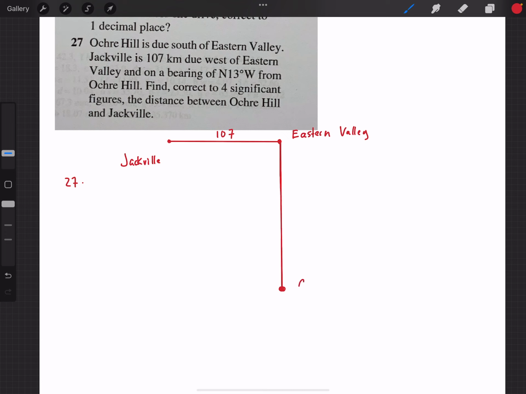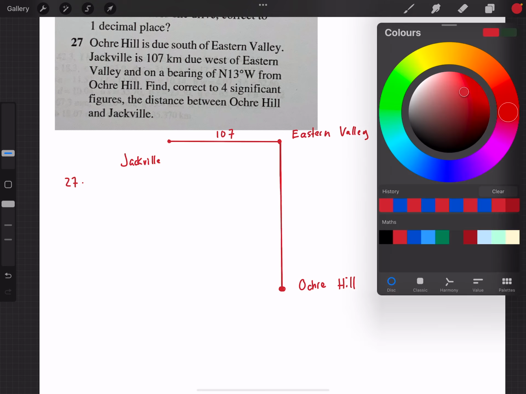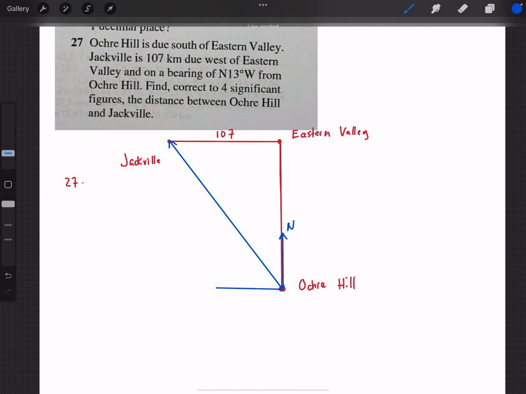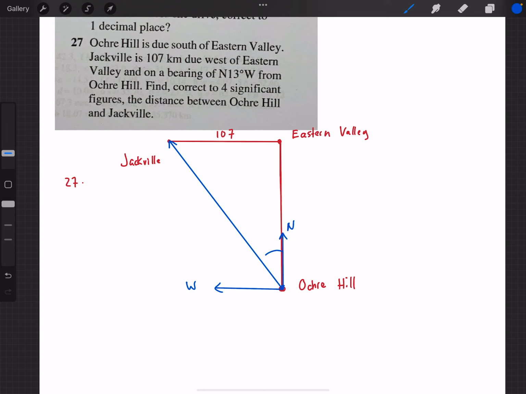So here we got Oka Hill. Now, let's color this in blue. If you're at Oka Hill looking towards Jacksville, it says Jacksville is on a bearing of north 13 degrees west. So from Oka Hill, this is north, and this is west, so north 13 degrees. So this is 13 degrees right here. North 13 degrees west. If you're at Oak Hill looking at Jacksville, that's the bearing.